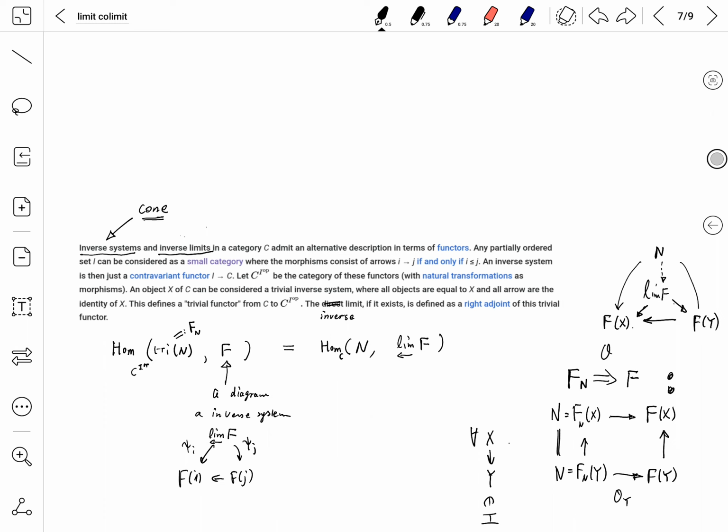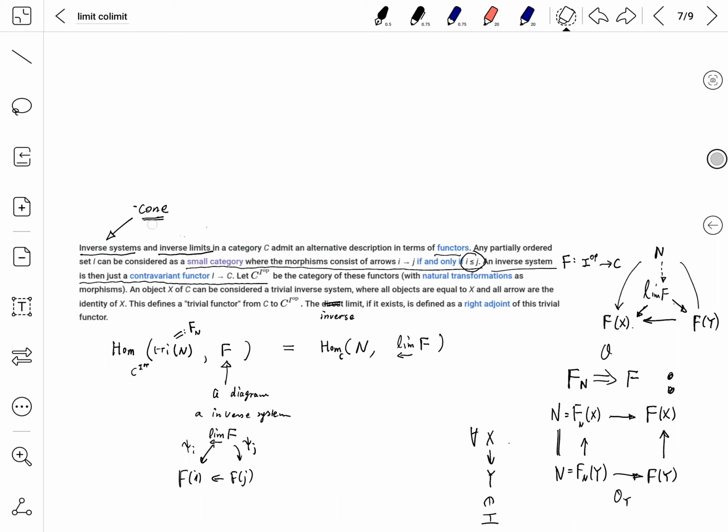So inverse systems and inverse limits in category C admit an alternative description in terms of functors. Any partially ordered set I can be considered as a small category where the morphisms consist of arrows i to j if and only if i is less equal than j. You see, this description is still from Wikipedia; it can change the direction. It really doesn't make sense to fix whether i less equal than j implies i to j or j to i. You can just choose whatever you want. This doesn't matter. An inverse system is then just a contravariant functor from I to C, or a covariant functor from I op to C. So your inverse system is exactly our diagram. A covariant functor from I op to C, or a contravariant functor from I to C, it's the same. This is called your system.